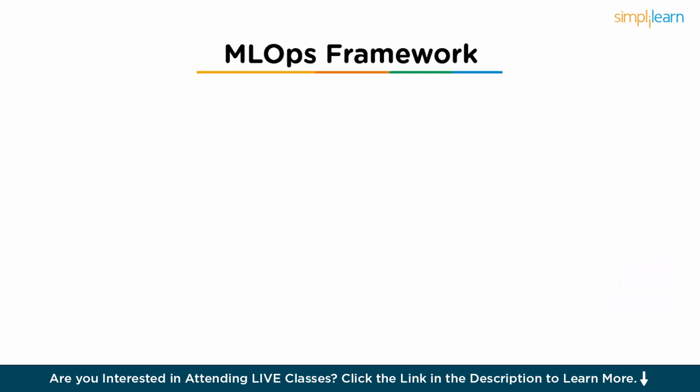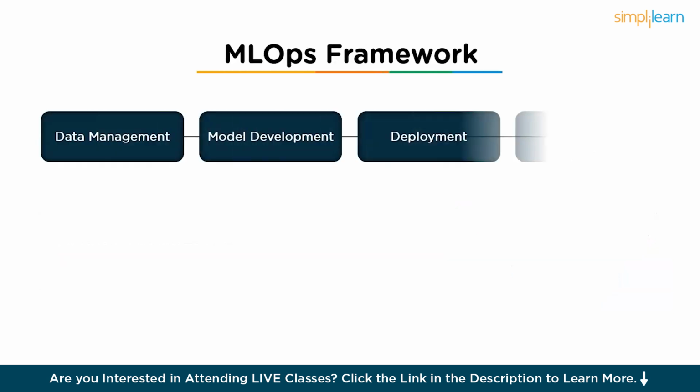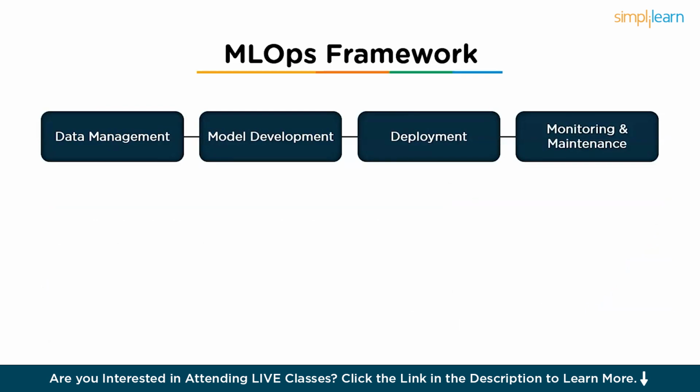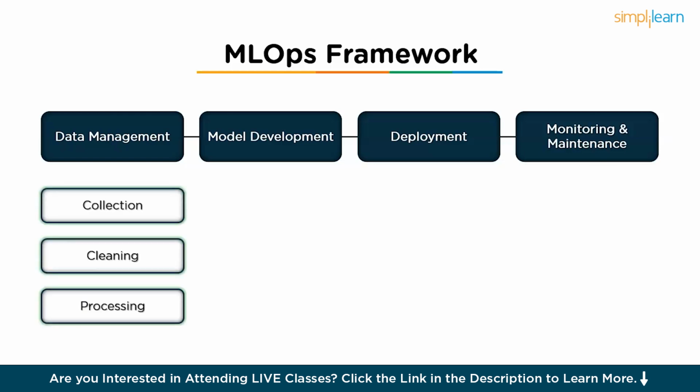So now let's see the MLOps framework. The MLOps framework consists of different stages that enable smooth deployment and management of machine learning models. It starts with data management, which involves collecting, cleaning, and preprocessing raw data before feeding it into the model training pipeline. So proper data governance ensures that the model is trained on high-quality, unbiased data.